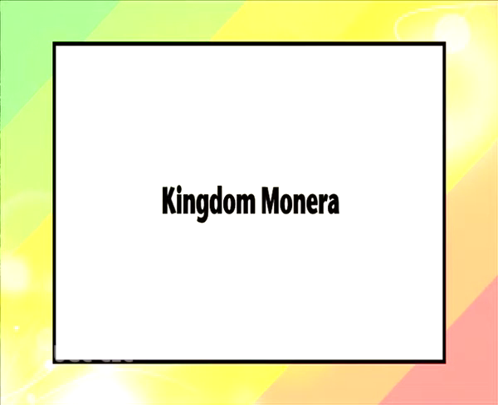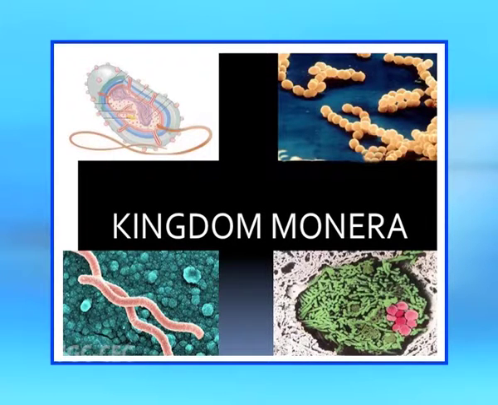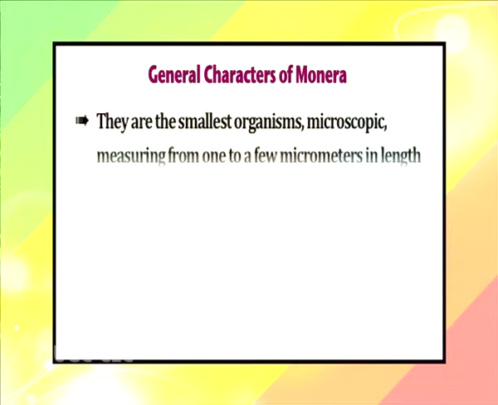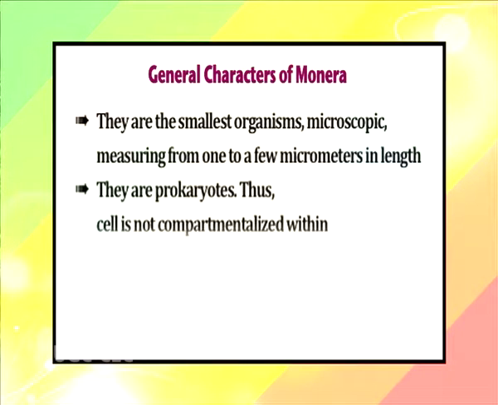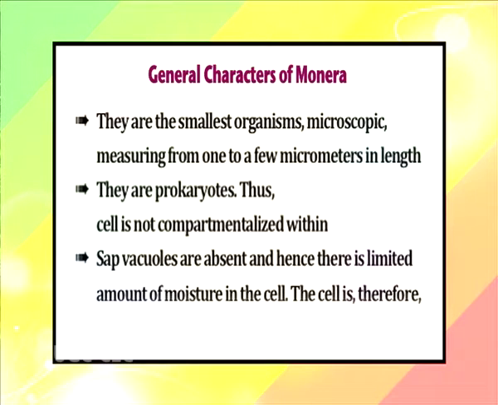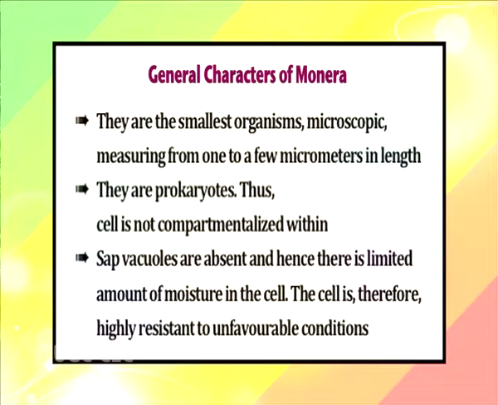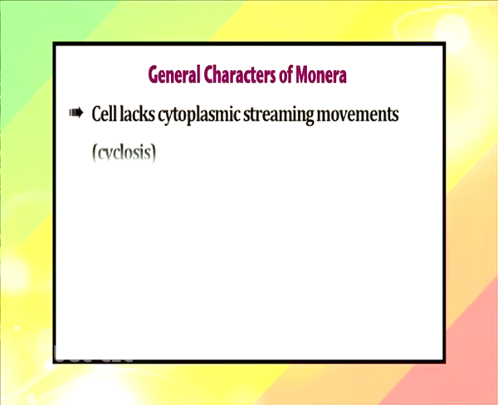First, the kingdom Monera. The Monera kingdom includes all the prokaryotes. They are the simplest and most widespread group of organisms on earth. The general characters are, they are the smallest organisms, microscopic, measuring from 1 to a few micrometers in length. They are prokaryotes, the cell is not compartmentalized within. Sap vacuoles are absent and hence there is a limited amount of moisture in the cell. The cell is therefore highly resistant to unfavorable conditions. The cell lacks cytoplasmic streaming movements called cyclosis.